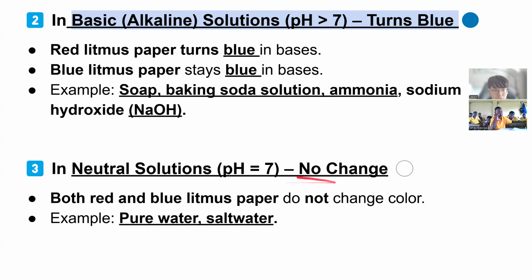But in neutral solutions, the pH equals 7. There are no changes in pH. So both red and blue litmus paper do not change color. For example, pure water and salt water. Simply mixing salt does not change the pH. It may turn it a little basic, but it's not of significant difference.